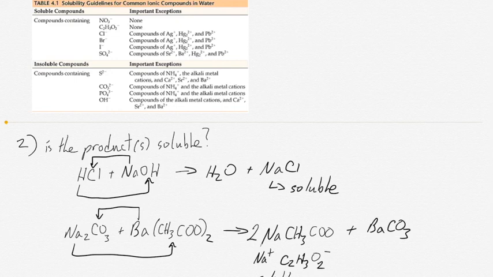Then we look at our barium carbonate, composed of barium 2+ ions and carbonate 2- ions. We look for carbonate 2-, our anion, and we see that it shows up in the bottom under insoluble compounds. So carbonate compounds are always insoluble, they always precipitate, and the exception is ammonium ions and alkali metal ions. Barium is neither, so this is insoluble.